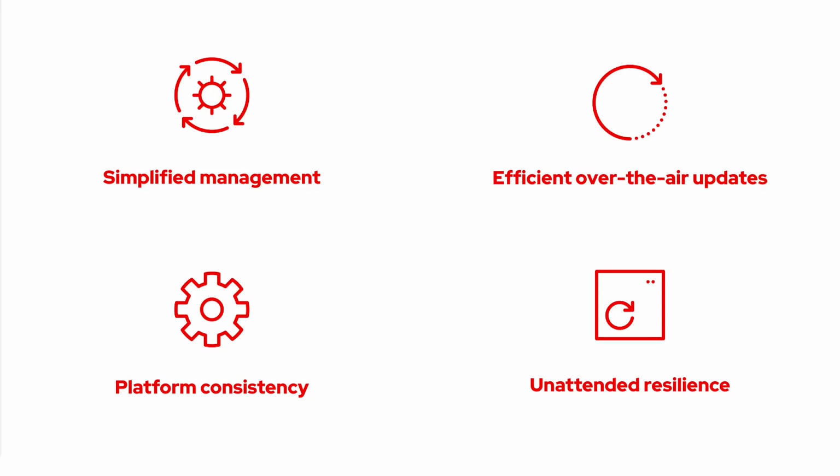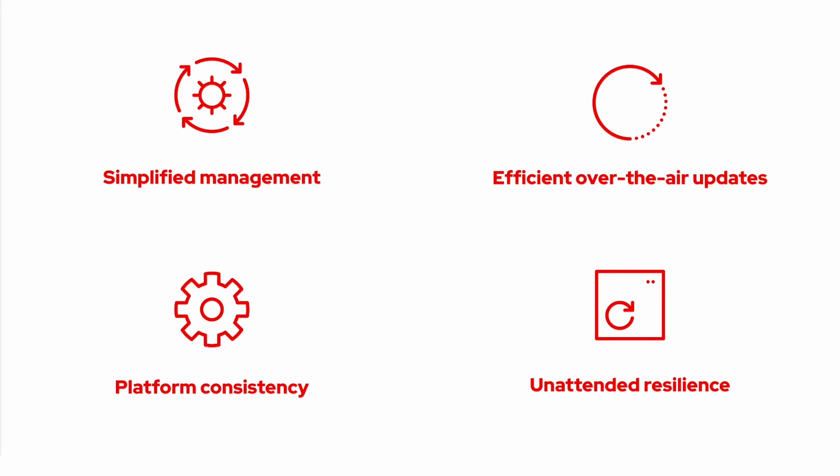Efficient over-the-air updates. Keeping our edge devices up to date can be tricky, but we have seen how it can be done more easily. This is important for keeping our devices healthy and safe without us having to do it manually. This way, all our devices will run the newest software, making our system more secure and reliable. Platform consistency. Having all our devices using the same setup is really important. Ansible Automation Platform can make every device follow the same rules.